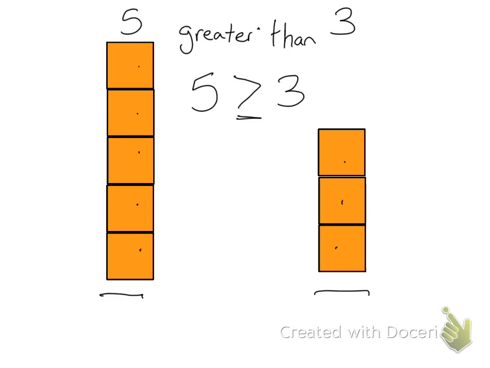This is called a greater than symbol. The open or bigger side of the symbol is next to the bigger number. A lot of people like to think of this as an alligator with teeth. And the alligator wants to always eat the bigger number. So you just want to make sure the mouth is pointed towards the bigger number.